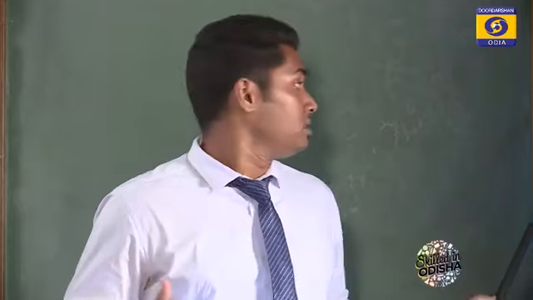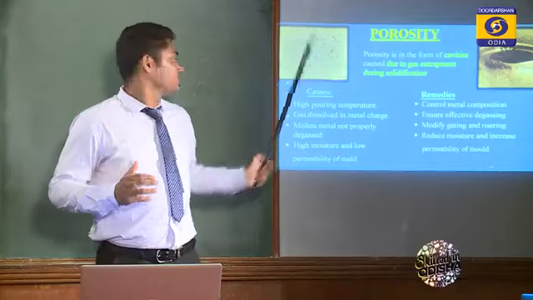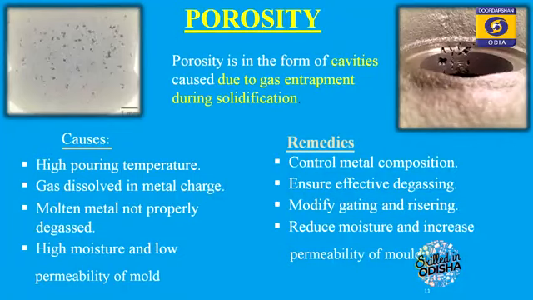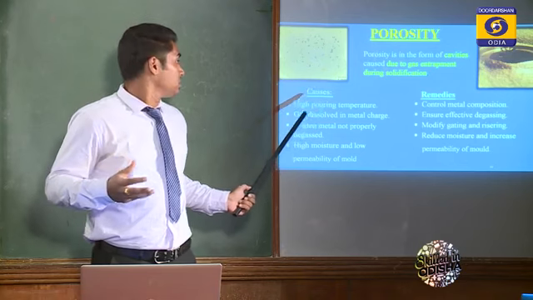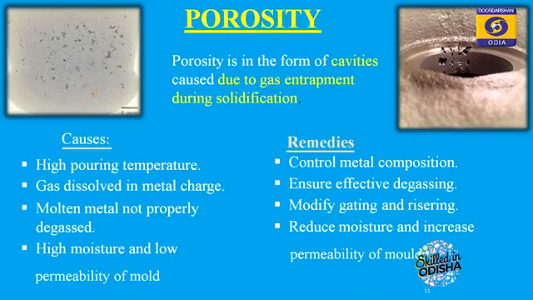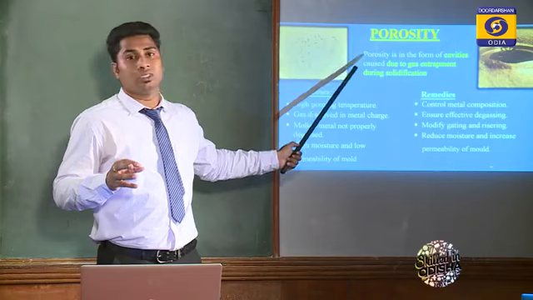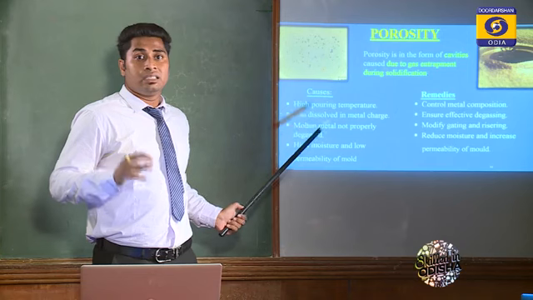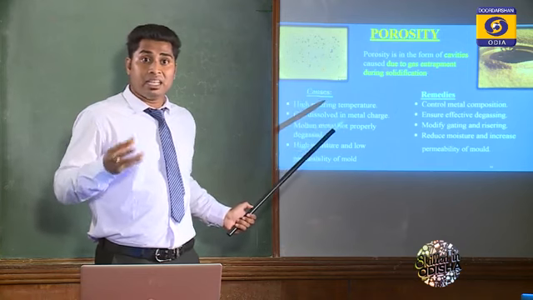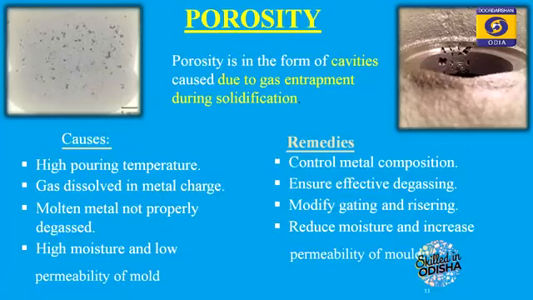So what are the reasons for porosity? If the pouring temperature is very high, gas dissolved in the metal charge, this is the main important reason for porosity. Molten metal not properly degassed. If gas is present inside the molten metal, then porosity will happen. And high moisture and low permeability of the mold.